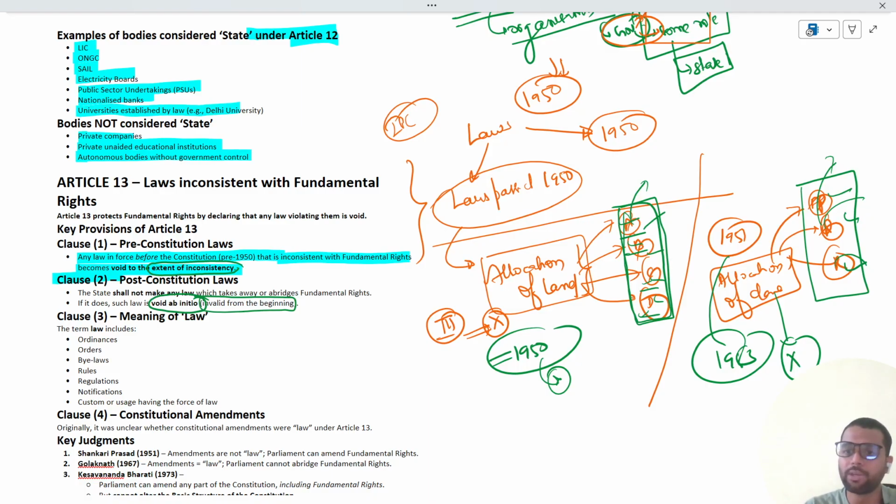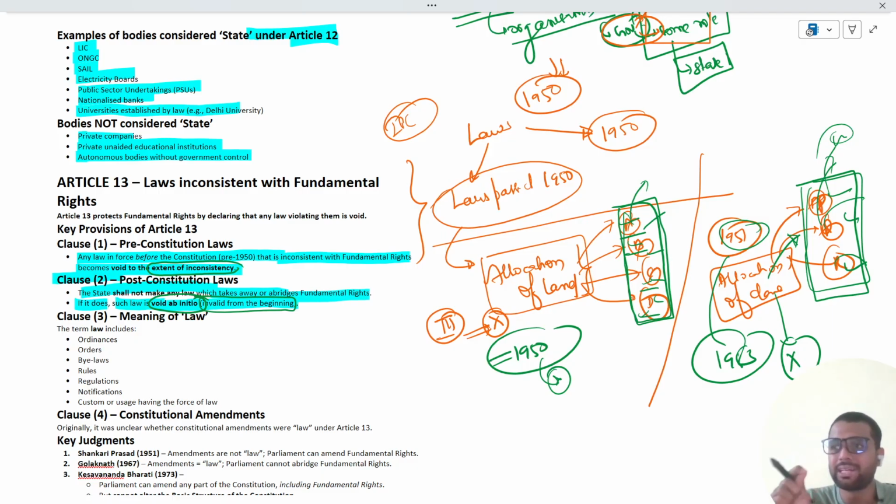If you have allotted land to PQR under this law, since the law became null and void in 1951 itself, that is the day of enactment of this law, all the actions made under this law will also become invalid. So the land allotted to PQR will also become invalid. That is the difference between Article 13, Clause 1 and Clause 2. The state shall not make any law which takes away or abridges fundamental rights, and if it does, such a law is void ab initio, that is, invalid from the beginning. I hope you understand the difference between the extent of inconsistency and void or invalid from the beginning. That is the difference between Article 13, Clause 1 and Clause 2 that you should understand.